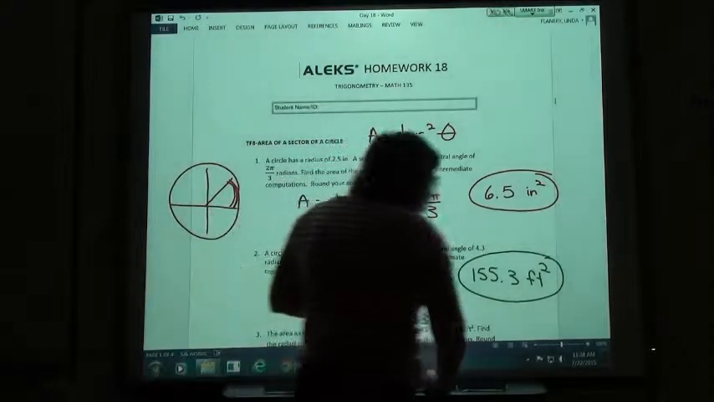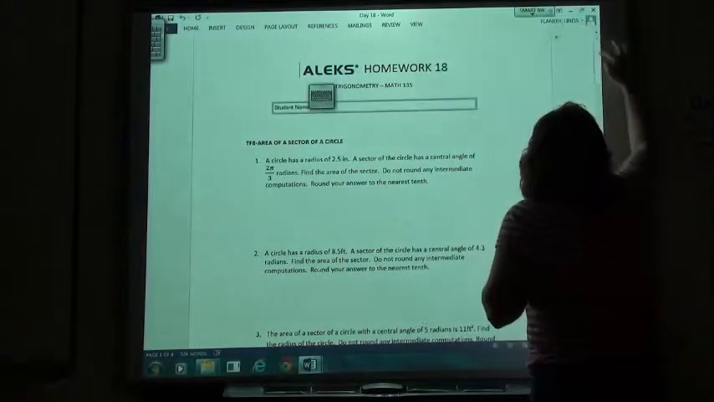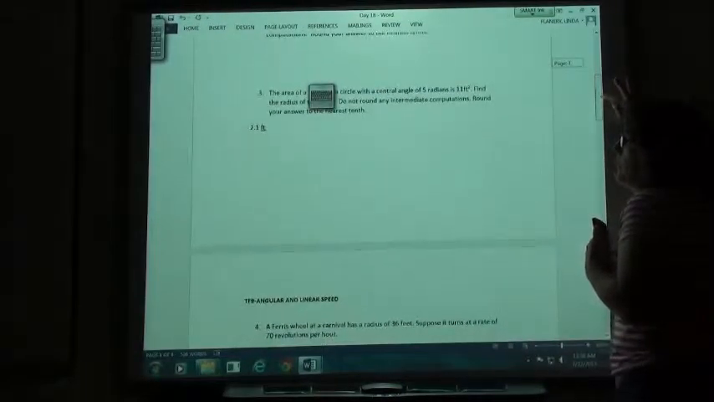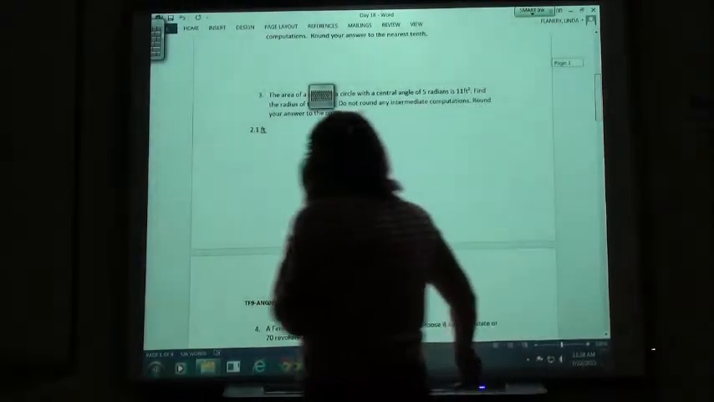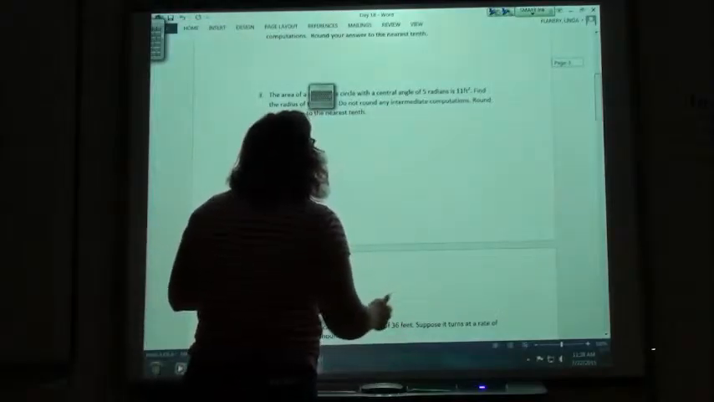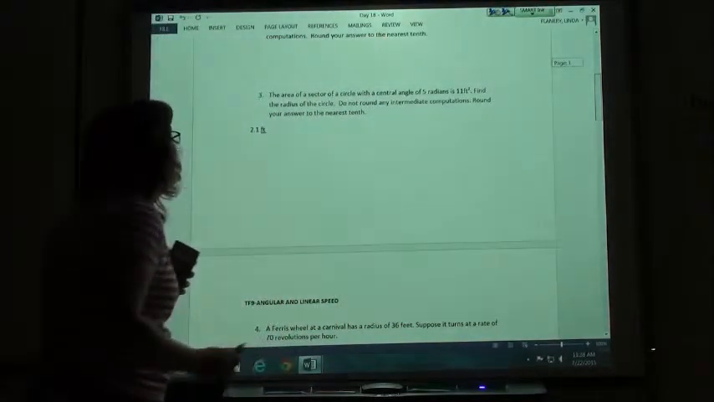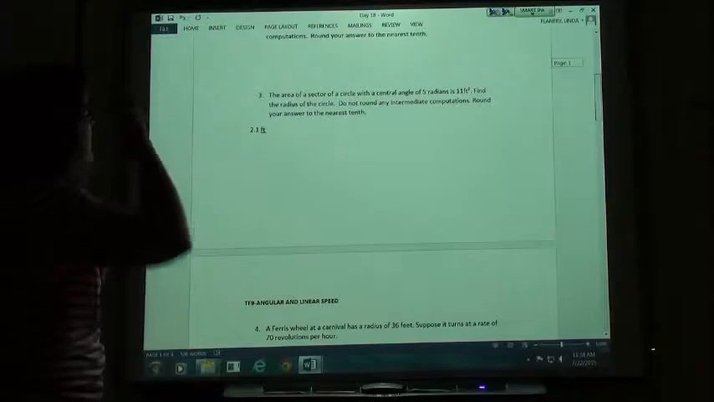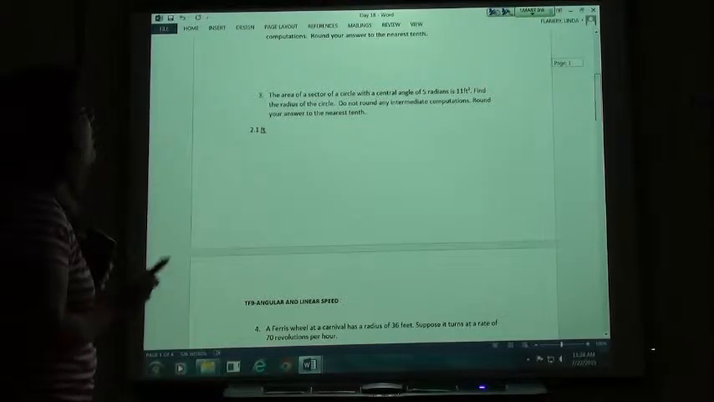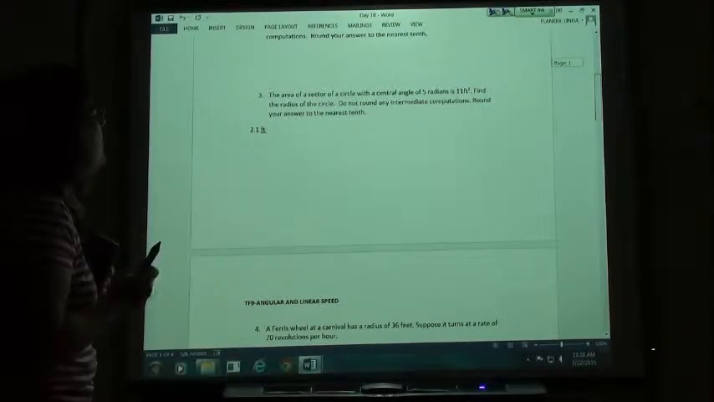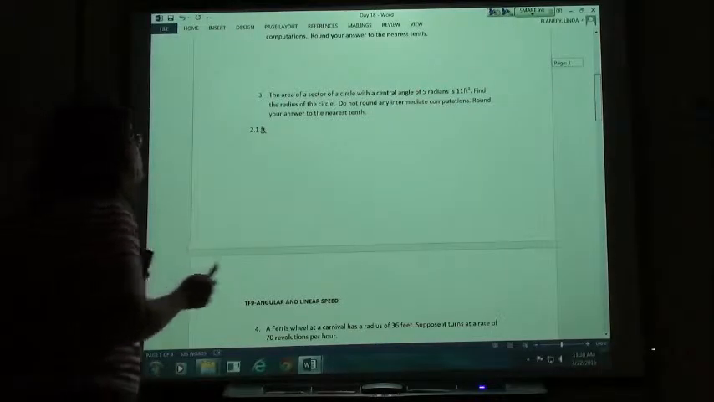And I got to move the board up for number 3 here. So on number 3, it says the area of a sector of a circle with a central angle of 5 radians is 11 feet squared. Find the radius of the circle.